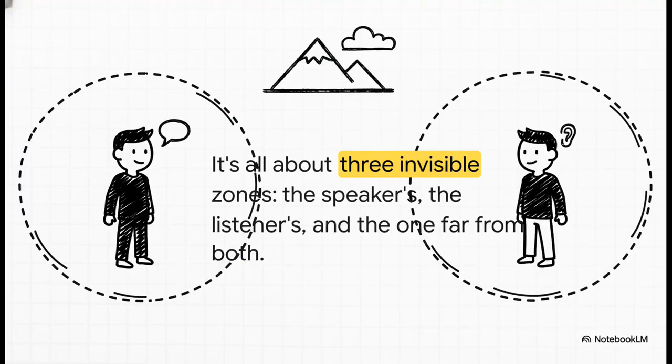Okay, so I want you to picture this. Imagine that every conversation creates 3 invisible zones, like little bubbles. There's a bubble right around me, the person talking. Then there's a bubble around you, the person listening. And then there's everything else, the zone that's far away from both of us. Seriously, that's it. That is the entire secret.